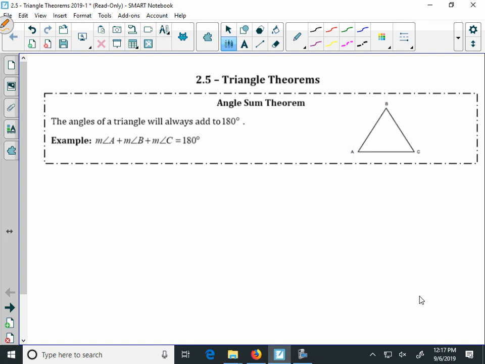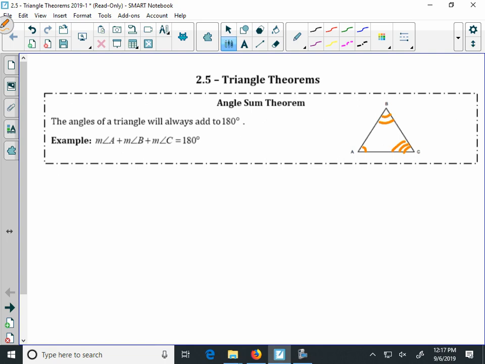Okay. So, in this triangle, with that theorem, if we add whatever the measure of angle A is, plus whatever the measure of angle B is, plus whatever the measure of angle C is, it will give us 180 degrees every single time. That's what that theorem says.